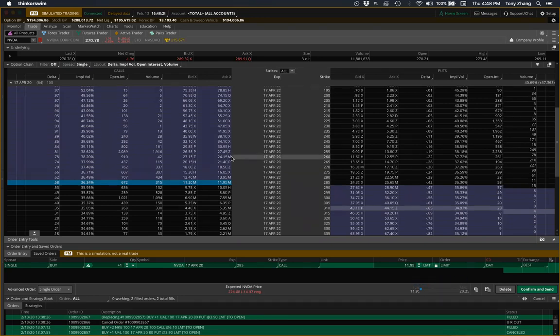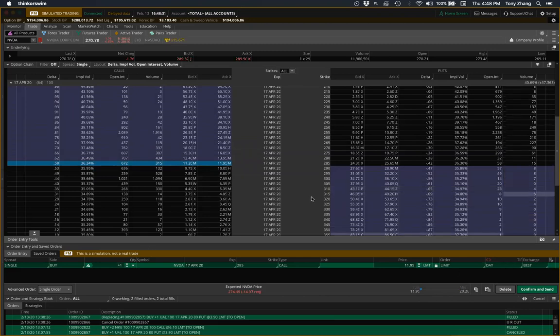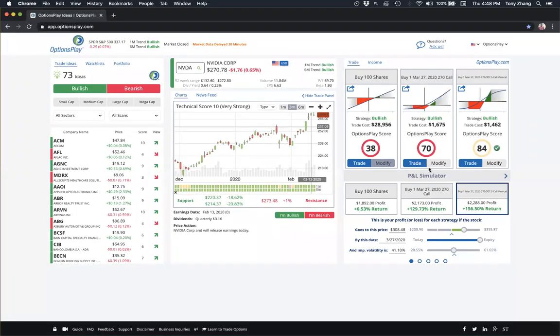Something is wrong here on this particular option chain. I'm not sure what's wrong, but these calculations are absolutely wrong. The midpoint here should be around 11.55, 11.50 or so. So my midpoint should be around 11.55, and I don't know why it's showing 19.80. I'm going to have to take a look at this. Let's jump over to Options Play.